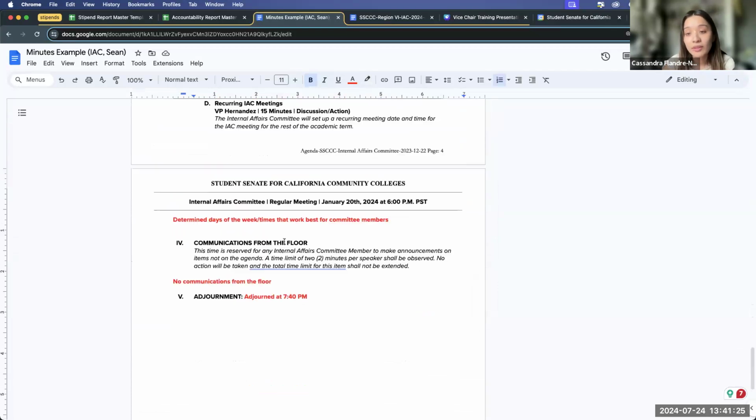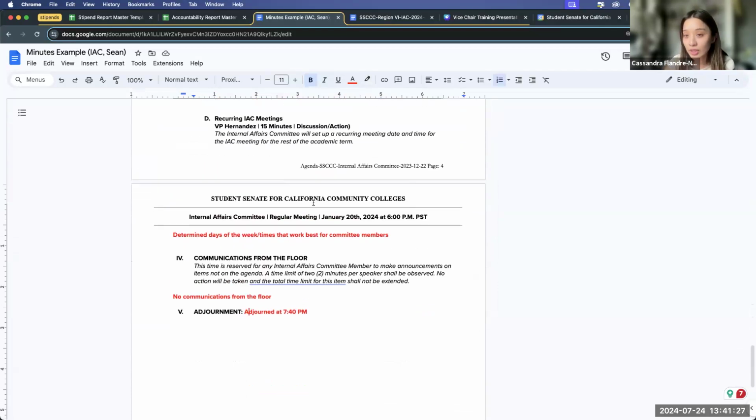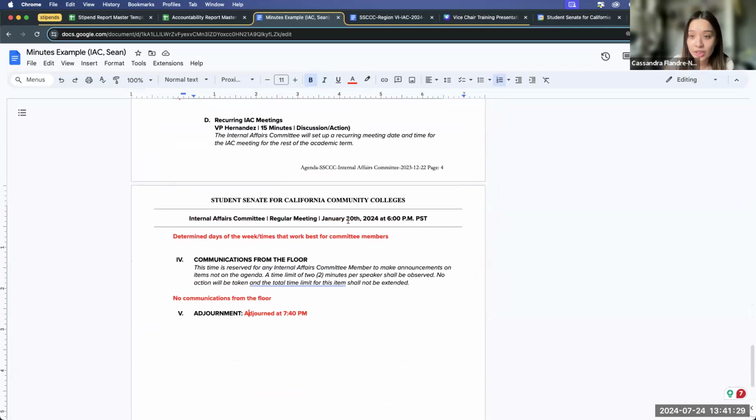Then scrolling down, you want to make sure you put what time the meeting adjourned as well. This is just an example of how minutes should be taken, and know that as vice chair, if your communications officer is absent from a delegate assembly, you will be asked to take meeting minutes. So please be prepared to do that.